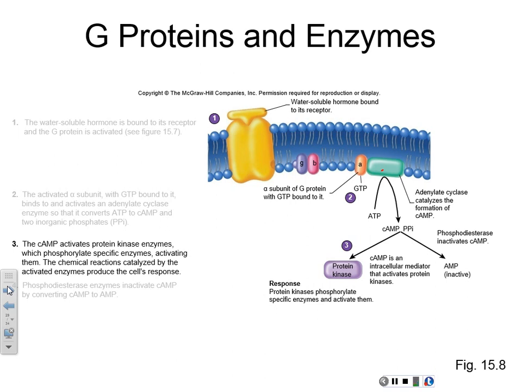Because what does it do? It takes ATP and converts it into cyclic AMP, and it will release 2 inorganic phosphates right here. So when that happens, this cyclic AMP will be like a second messenger. Cyclic AMP will go and stimulate protein kinases. Protein kinases will phosphorylate certain proteins, and when those proteins are phosphorylated, they become active. So it will activate certain enzymes by phosphorylating them because you have activated a protein kinase.